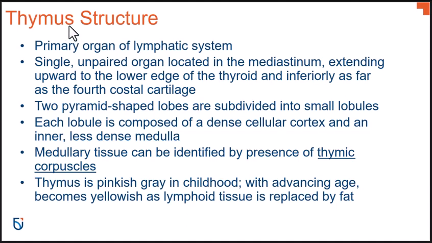Now we're going to talk about the thymus, which is a primary organ of the lymphatic system. It's a single unpaired organ that consists of 2 pyramid-shaped lobes that are divided into small lobules. In terms of its location, it's located in the mediastinal region, not too far superiorly from where your heart is.